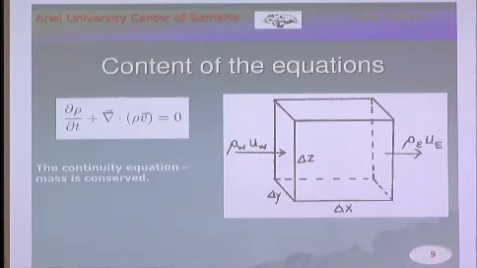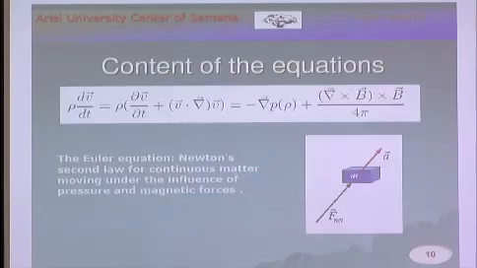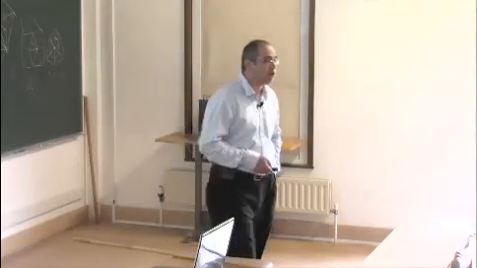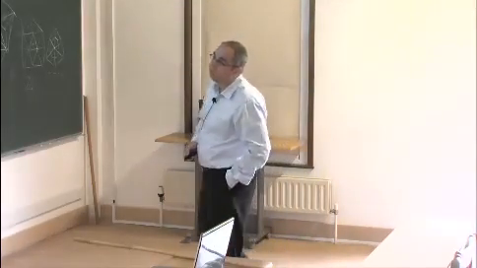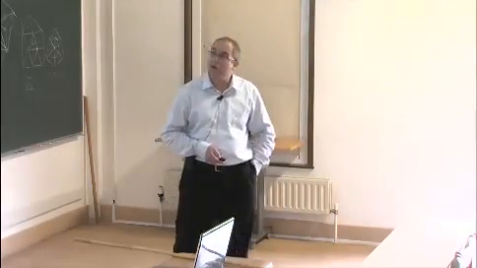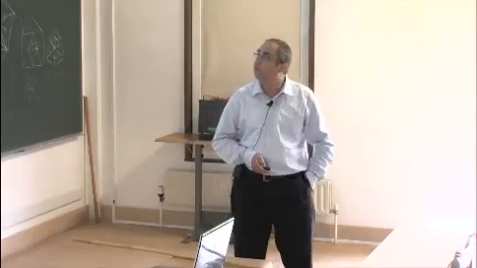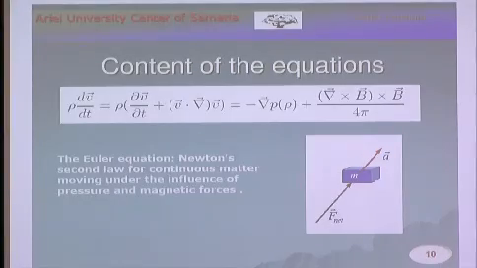The continuity equation is just the fact that mass is conserved, nothing more. And this equation is the Euler equation, which is just Newton's second law for continuous matter, moving under the influence of pressure and magnetic forces, where you have a kind of Lorentz force over here.